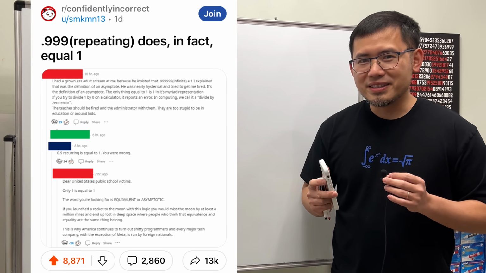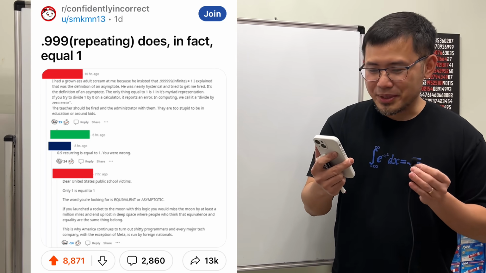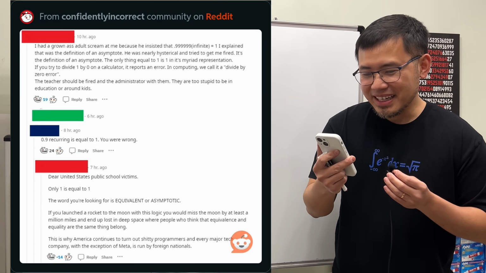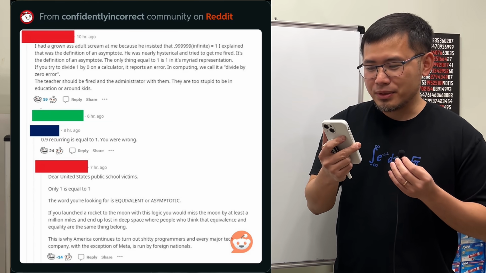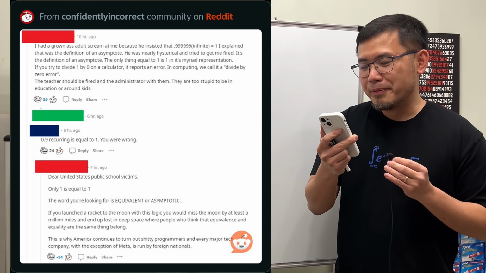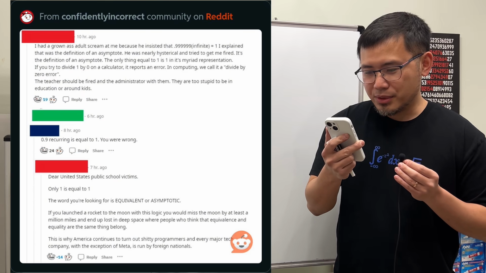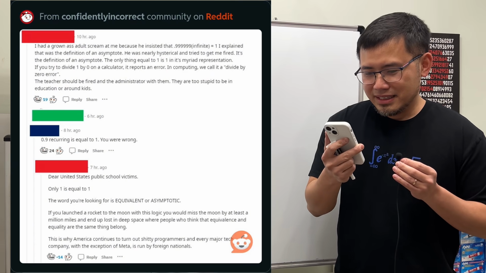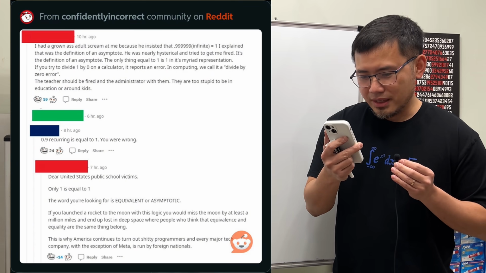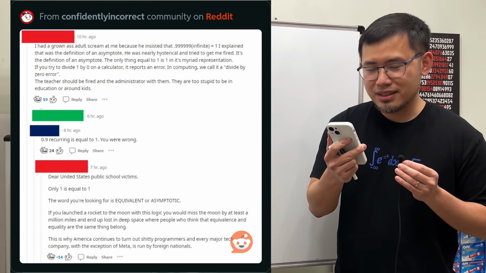So I just saw this on Reddit, r/confidentlyincorrect. And here's the story. I had an adult screaming at me because he insisted that 0.9 repeating is equal to 1. I explained it. That was the definition of an asymptote. He was nearly hysterical and tried to get me fired. It's a definition of an asymptote. The only thing equal to 1 is 1.